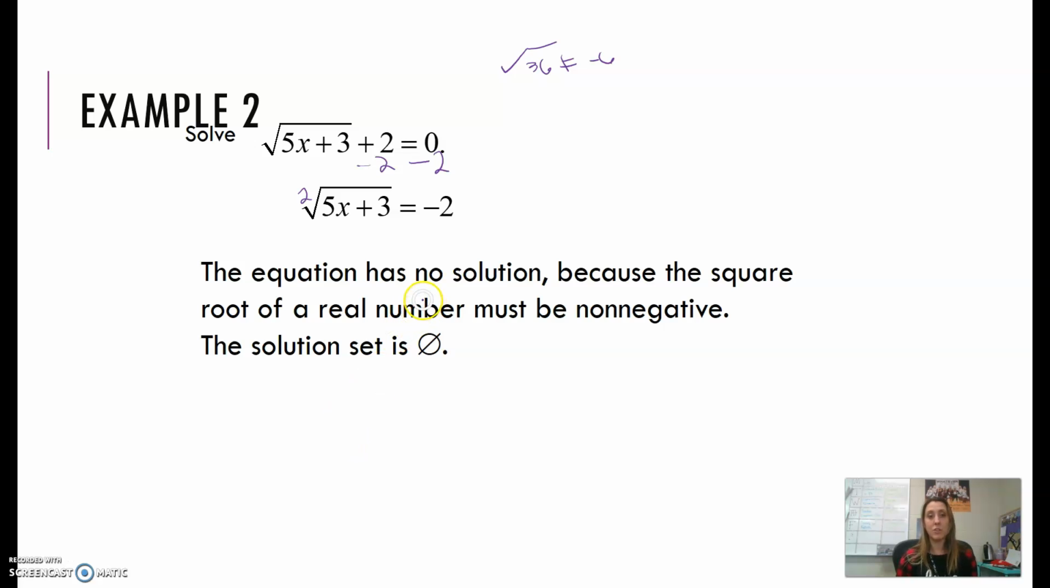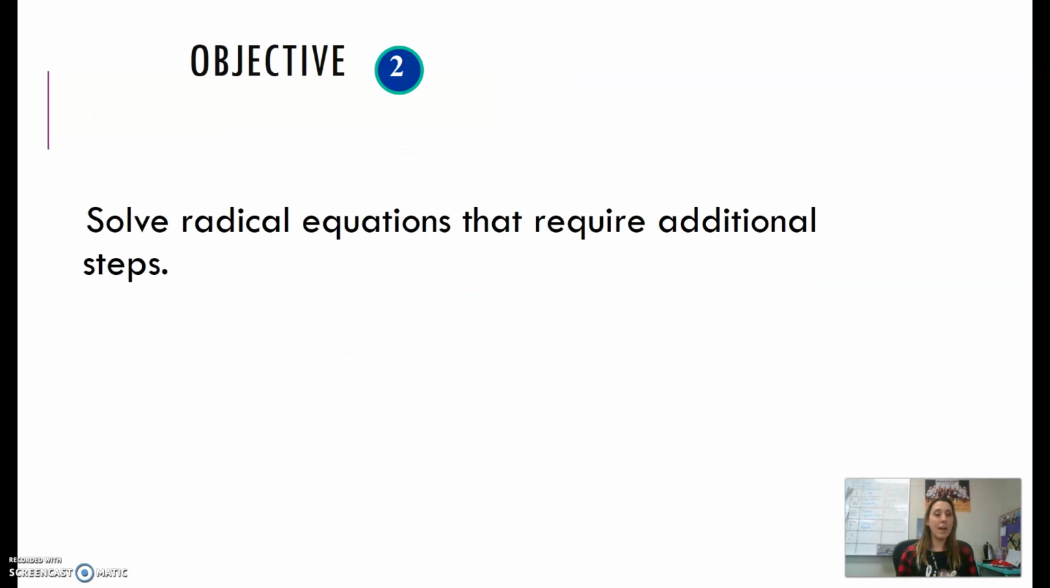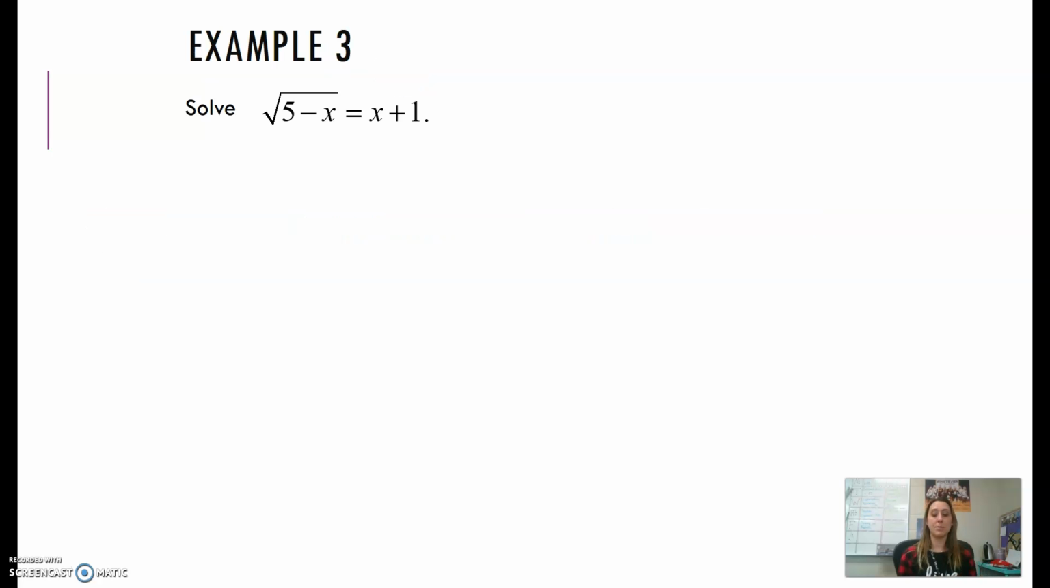So if I were asking you to write the answer, I would say no solution. Make sure you know that. Make sure you don't lose that logic. Don't get that taken away from you. So go through that. All right, now we're going to do stuff that requires additional steps. So those first 2 examples, those were progressing level equations. This is going to be meeting. Everything we do from here forward is going to be meeting.